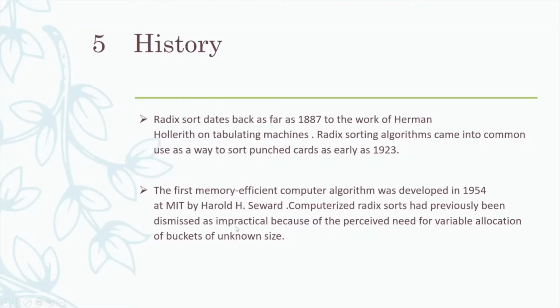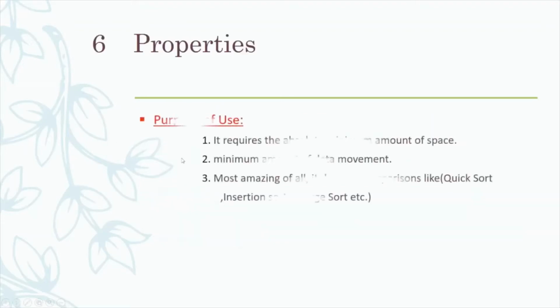unknown size. Okay, properties. Purpose of use. Why do we use it? It requires the absolute minimum amount of space, minimum amount of data movements, and most amazing of all, it does no comparison like quick sort, insertion sort, or merge sort. We saw that insertion sort, quick sort or merge sort use comparison, but Radix sort doesn't need any comparison.